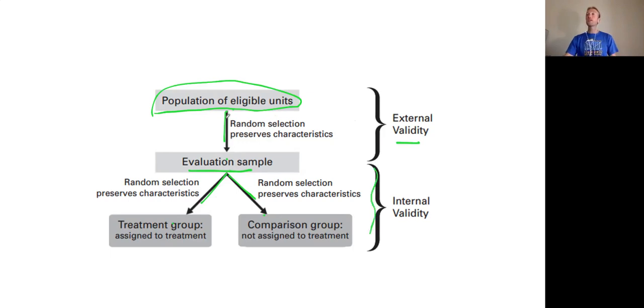Hopefully you catch that there's actually two stages of randomized selection going on here. We have everybody in the country. Some of them are randomly selected to be in the evaluation sample. And once you have the evaluation sample, some of them are randomly selected to be in the treatment and control groups.